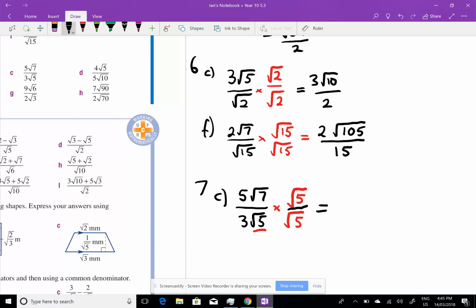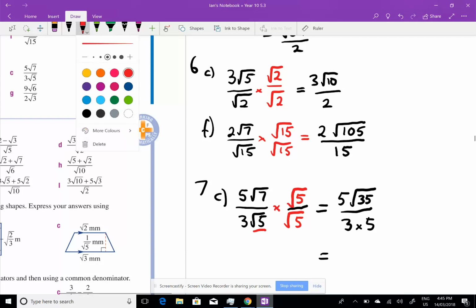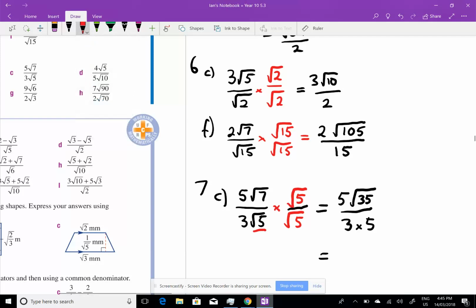Okay, let's do the top. 5, yep, root 7 times root 5, root 35. And on the bottom, I've got my 3, and root 5 times root 5 is 5. Now, I could have written 15, but I look up the top and I see that, well, I can cancel. 5 and 5 cancel. So I get root 35 on 3.